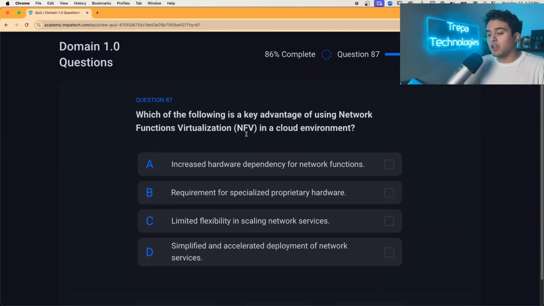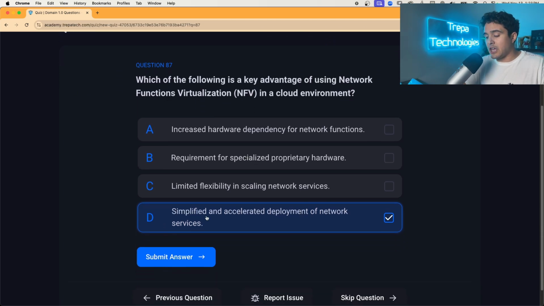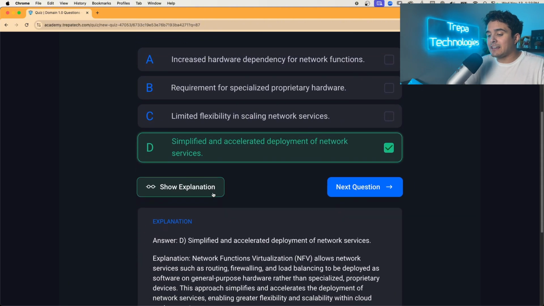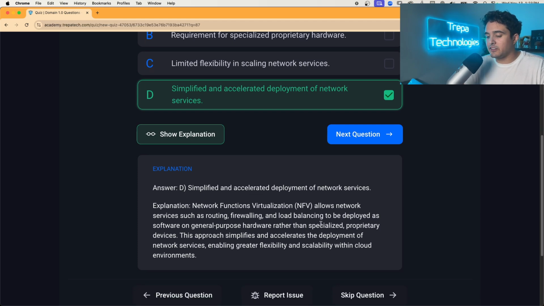Question 87. Which of the following is a key advantage of using network functions virtualization in a cloud environment? So we take away the physical hardware that we may need to provide firewall services, things like that, and virtualize that network function in some sort of data center or in the cloud. So I'm going to go with D because it provides us flexibility. We don't need the proprietary hardware anymore, and there's no more hardware dependency. That's the whole point of it. So we're going to go with D, simplified and accelerated deployment of network services. Go ahead and pause the video if you'd like to read the explanation.